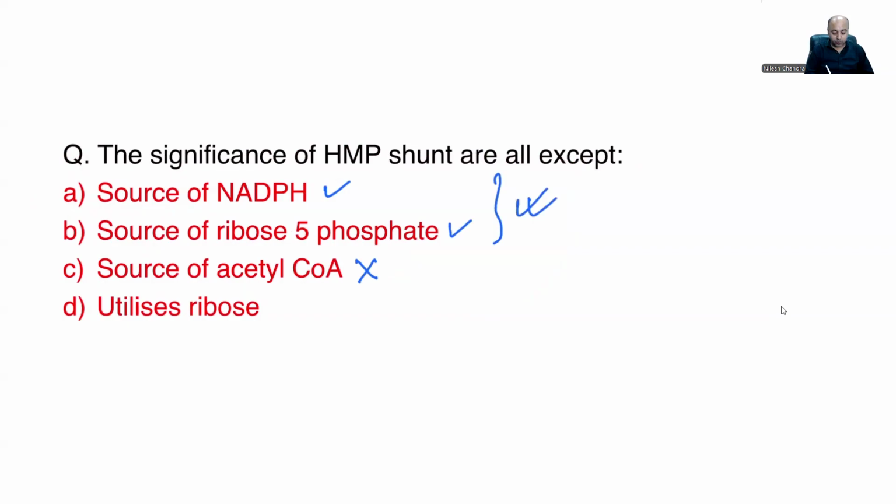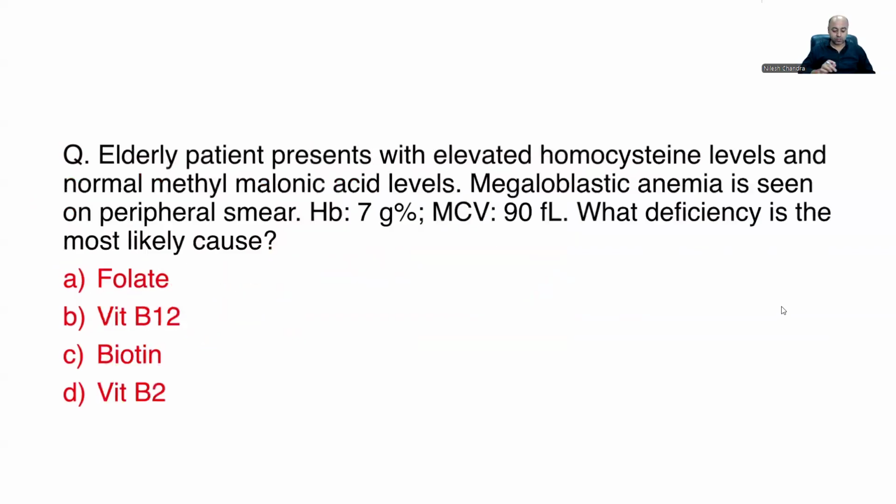However, it can also make use of the ribose to generate the ribose 5-phosphate. Although in the pathway you may not see this, so this is a gray zone. However, still the best possible answer is acetyl coenzyme A as a source.